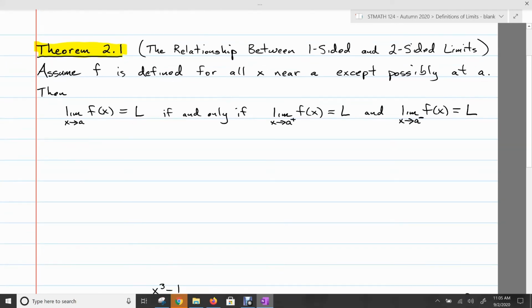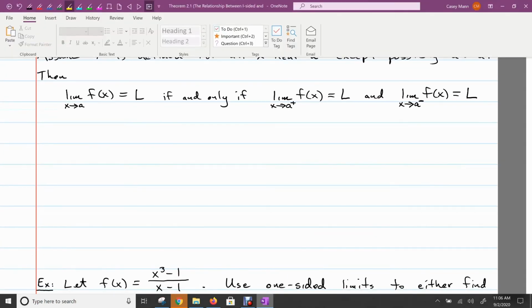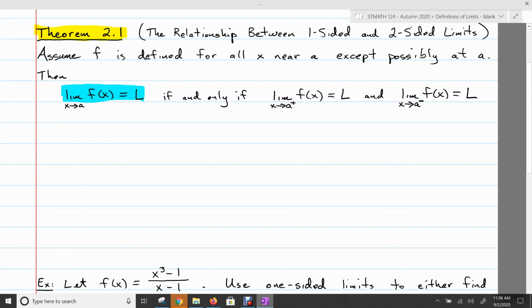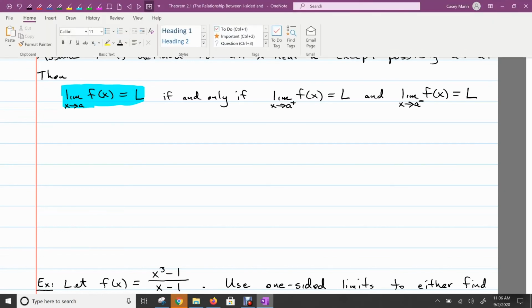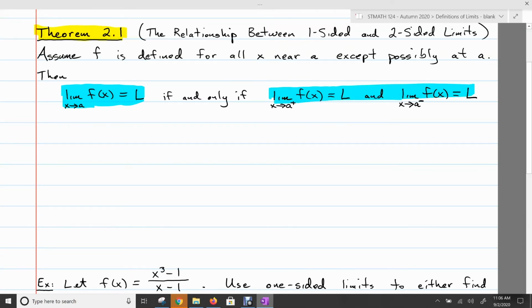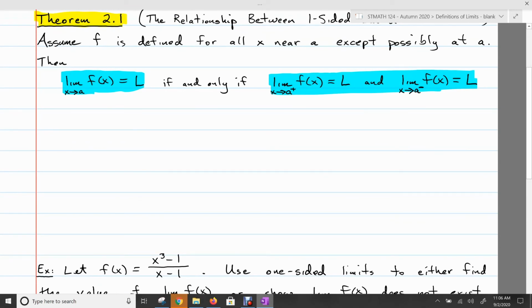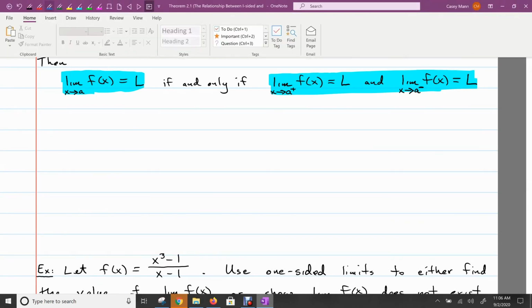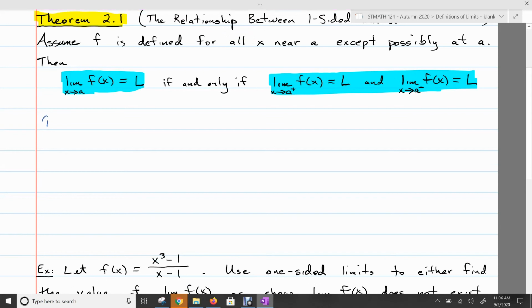So the setup for it is our function f has to be defined for all the x's near a, except possibly at a. Remember, when we're talking about limits, we don't care what happens at a. We just need to know what's happening around a. So this says that the two-sided limit as x approaches a is equal to L if and only if both of the one-sided limits at that same point are equal to L also. So this is a pretty useful theorem, and let me give you a few ways that you can interpret what it's saying.